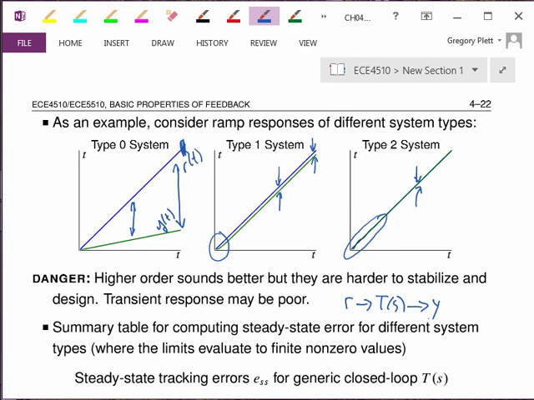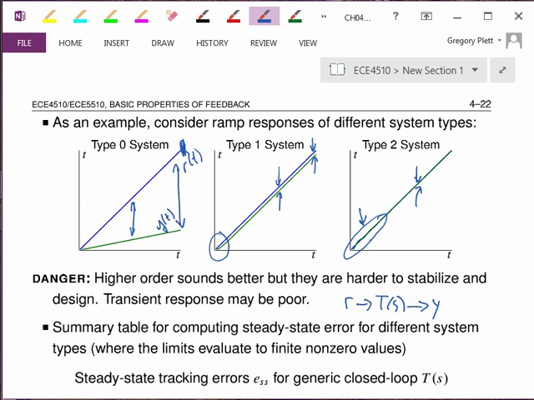But there's a danger here, and the danger is that the higher order sounds better, but they're much harder to stabilize and to design, and the transient response may be poor. So here you see some rippling. In this case, it's not too bad, but we might have very poor transient response just in order to achieve the very, very nice steady state response. So design is always a trade-off, and here we would like a good system type, but we have to be careful.